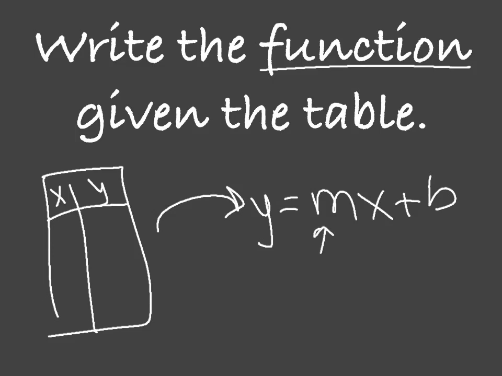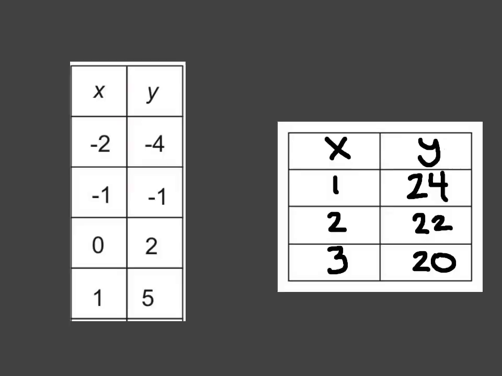This means that we need to be able to find the slope of our table and we need to be able to find the y-intercept of our table. So I have two examples for us today. Let's look at this first table. Our equation always starts with y equals.